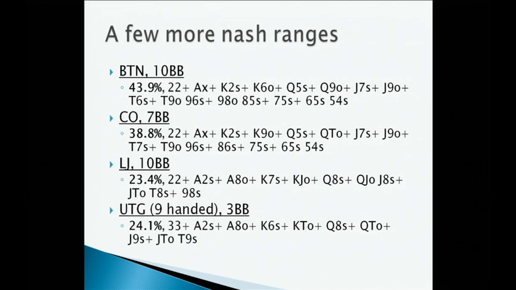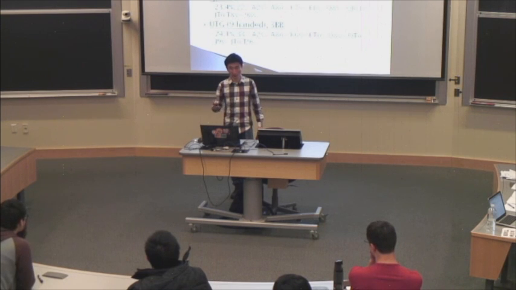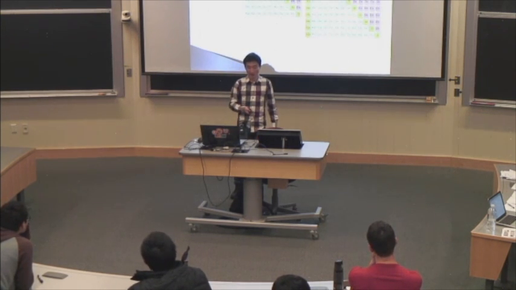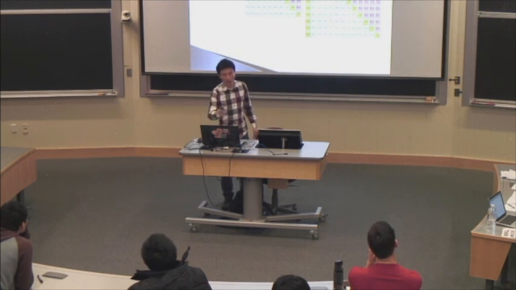But it's still not nothing. So under the gun, 9-handed with 3 big blinds, it's actually pretty high. It's 24.1%. Okay. So you can go look at those on your own. You can also calculate on your own on certain websites. And yeah, so this will roughly give you an idea of the shape of the graph.